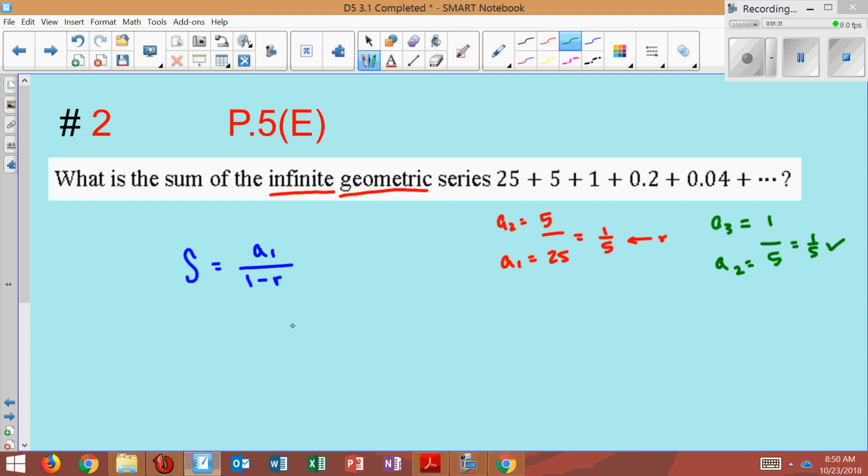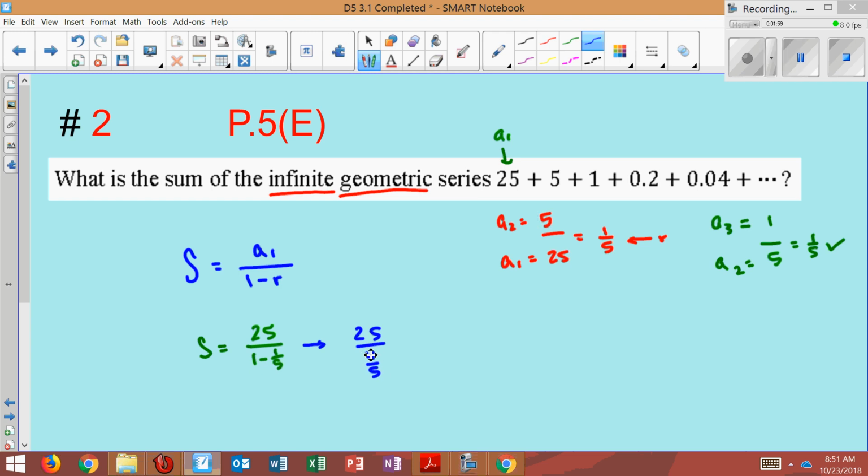So that's my rate. And so now to find my sum, I would say S would equal, here's a sub 1, 25, over 1 minus r, which is 1/5. All right, now to just do the algebra, you can type this in the calculator, obviously, but this would be 25 over 1 minus 1/5. It's kind of like 5/5 minus 1/5 is 4/5.